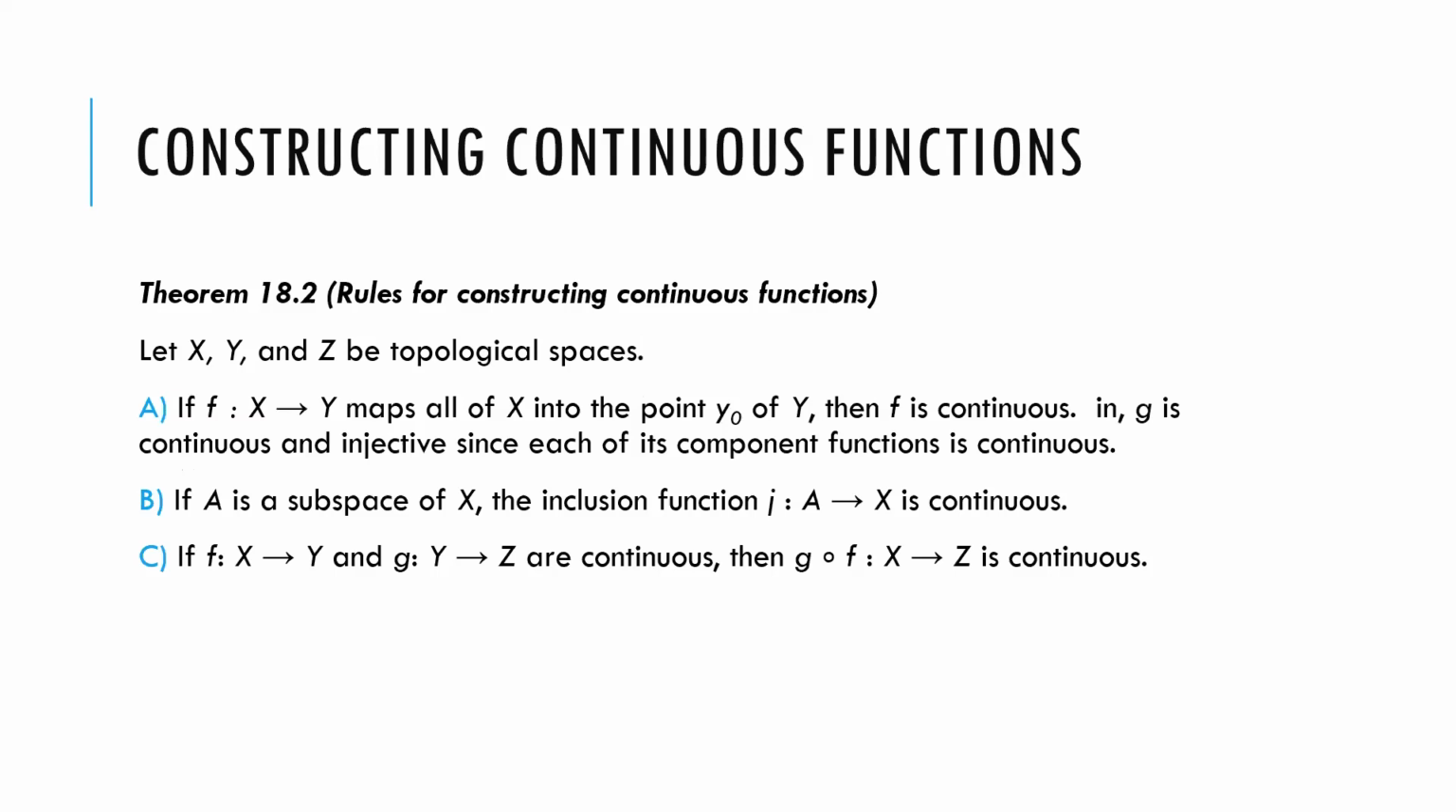And the next part of the chapter is about constructing continuous functions. So we have theorem 18.2, which tells us several rules for constructing continuous functions. So if X, Y, and Z are topological spaces, our first rule is if f mapping X to Y maps all of X into the point y0 of Y, then f is continuous.